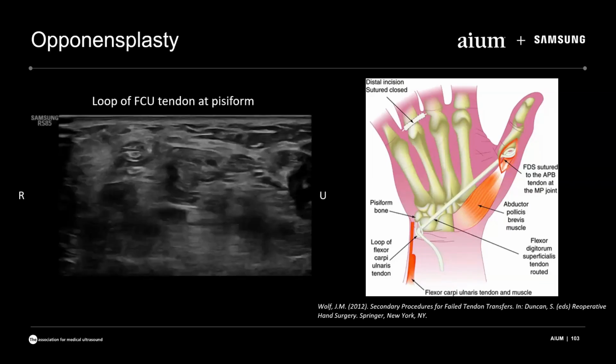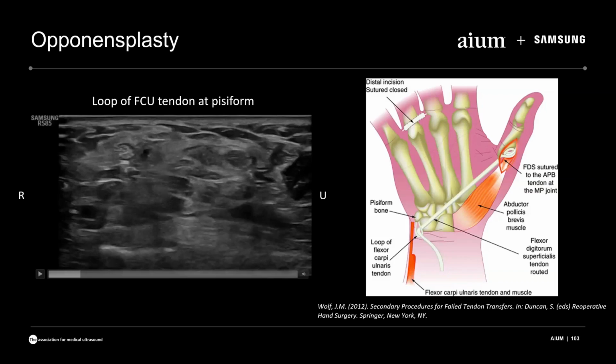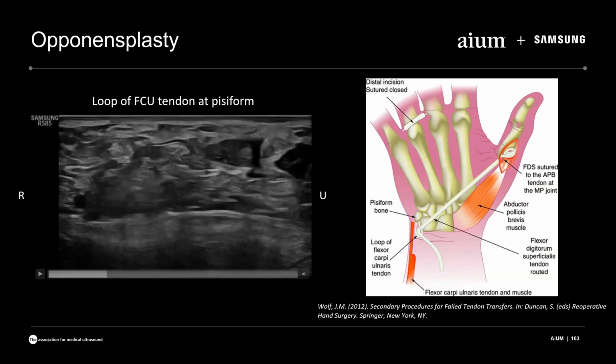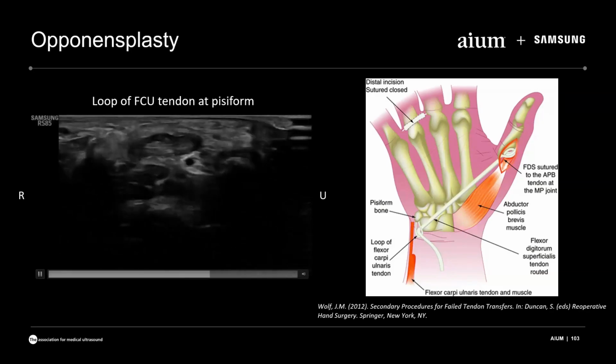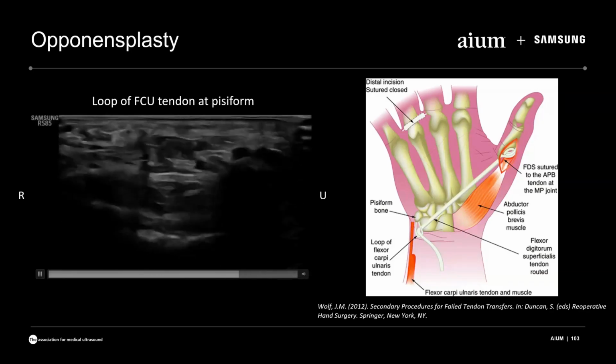So let me just kind of walk you through this. We're going to start in short axis. We have the transducer right here, and I'm going to scan on this cine in this direction. So here on the ulnar side, this is actually the flexor carpi ulnaris muscle and tendon there. And you'll notice the opponensplasty coming right up against it. This is the opponensplasty there. So we're kind of right at this area. That's where it's looped in. And now it's going to dive over radially over this direction.